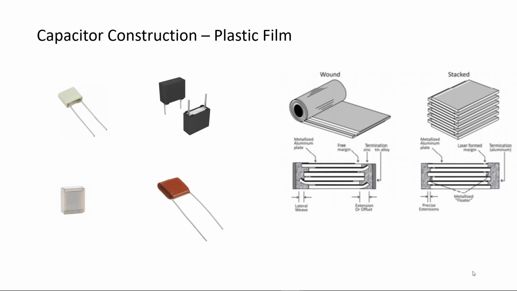Plastic film can be used to insulate two conductive plates which can be rolled or stacked. The plastic film can also have a thin metal layer deposited on it instead of using a separate metal foil conductor. Plastic film capacitors are non-polarized.